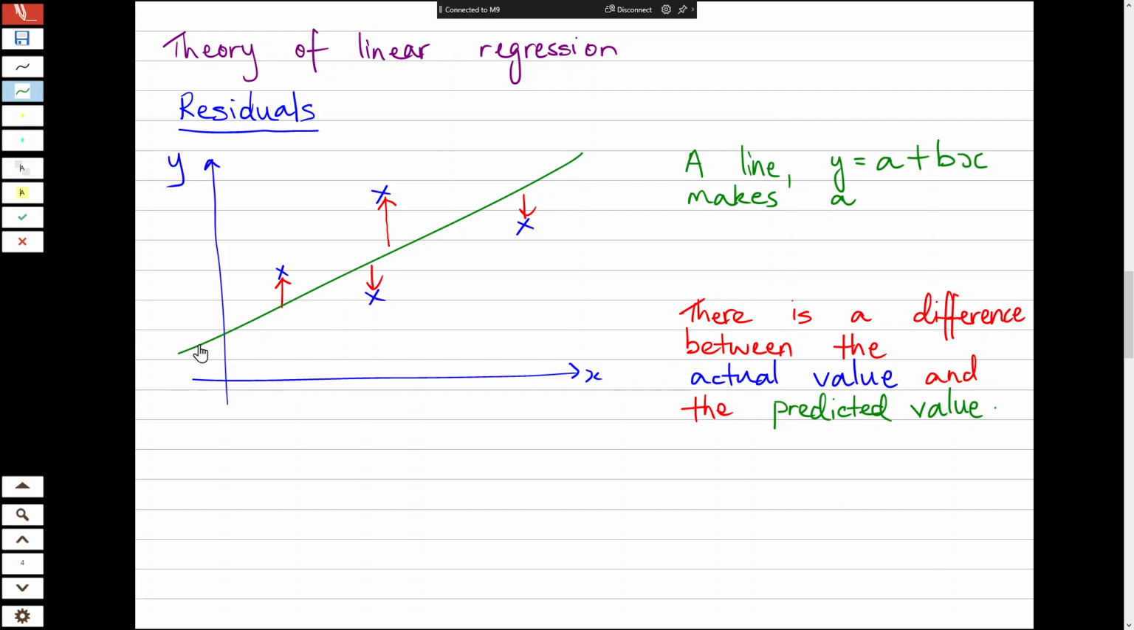and what this graph is going to do in green is it makes a prediction. This is the key word for us today. The green line makes a prediction for y at each value of x.